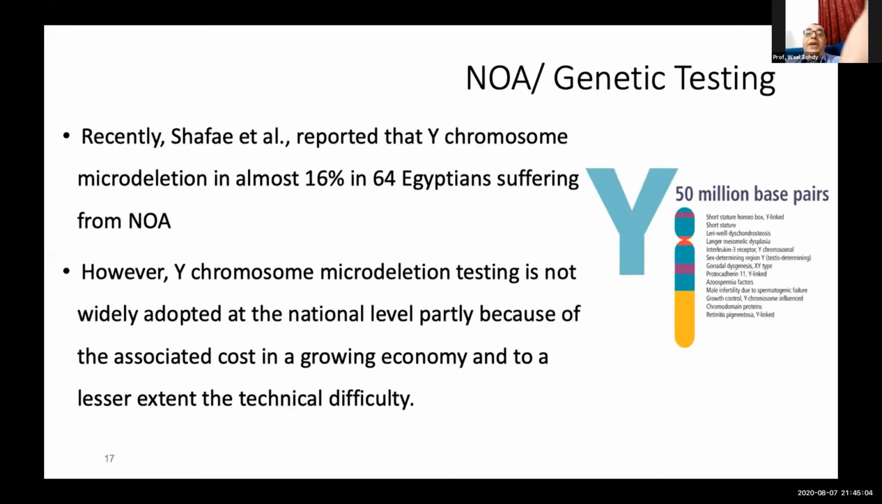Recently, Shafi et al., also a paper published in Egypt, reported that Y chromosome microdeletion is found in 16% of men in the study population. However, Y chromosome microdeletion testing is not widely adopted at the national level, partly because it's expensive. It costs around 3,000 Egyptian pounds, approximately $200 US. That's a significant amount of money, and to a lesser extent due to technical constraints. Next.